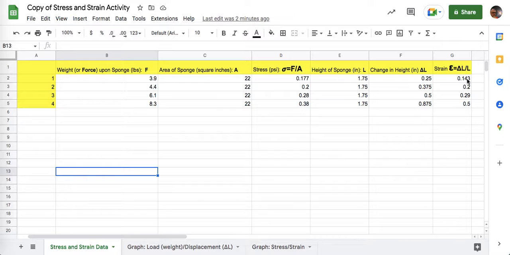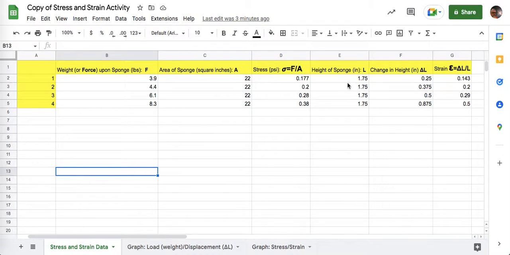So 0.14 is a quarter inch divided by 1.75. And that right there, 0.14, that's the fraction that it shrank, right? It's 14% shorter. It got 14% shorter when I put 3.9 pounds on it.